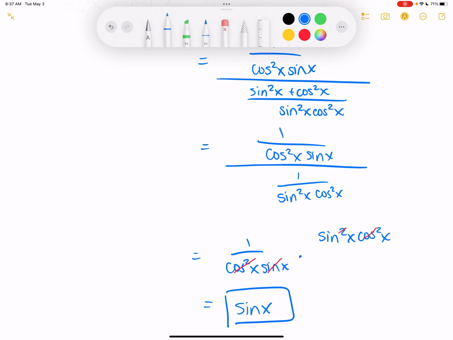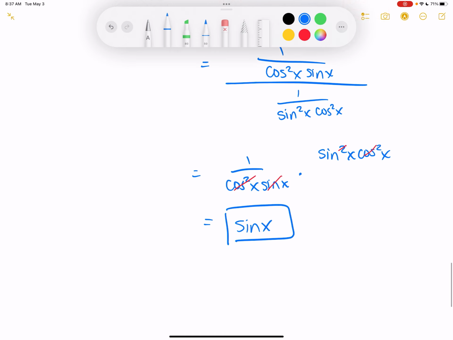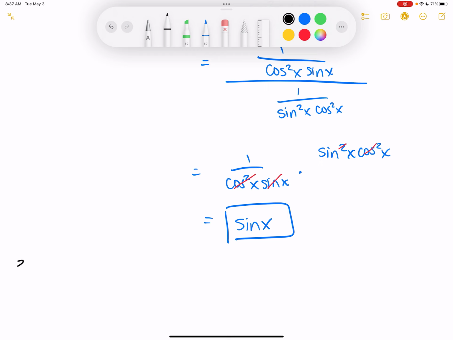Alright, next one's combine the fractions and simplify to a multiple of a power of a basic trig function. So 34. 1 over 1 minus sine x plus 1 over 1 plus sine x. Ideas on what I should do there? I haven't finished writing the other one.